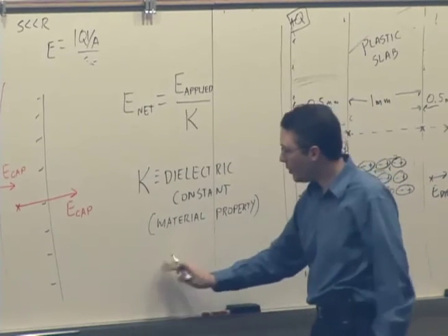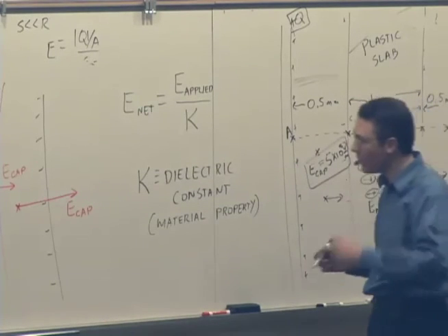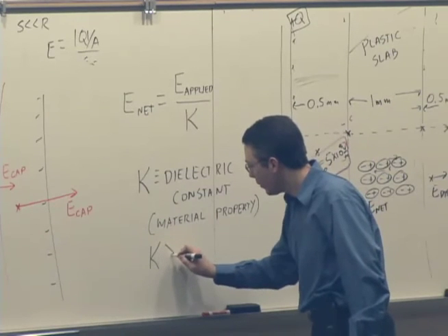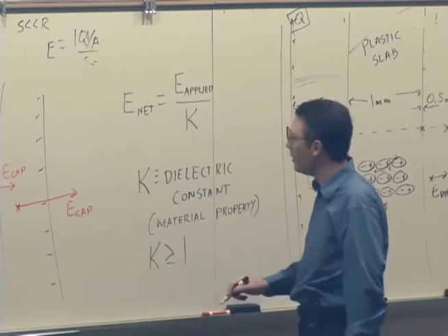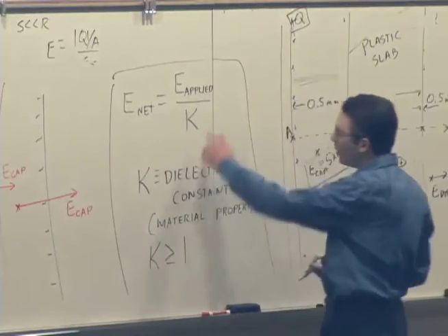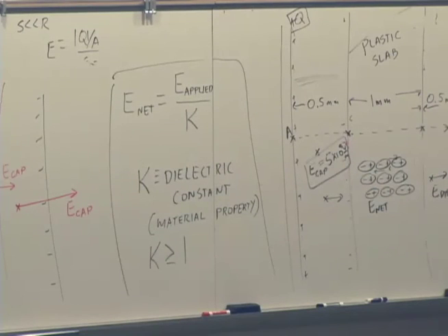And for most ordinary materials, sort of well-behaved materials, there are lots of exceptions to this, but K is typically greater than or equal to 1. Okay? So if I have a number greater than 1, I'm dividing by a number greater than 1, my electric field has gone down. It's less than the original applied field. Okay?